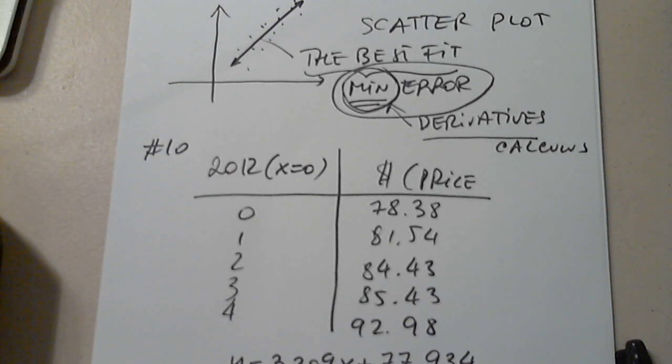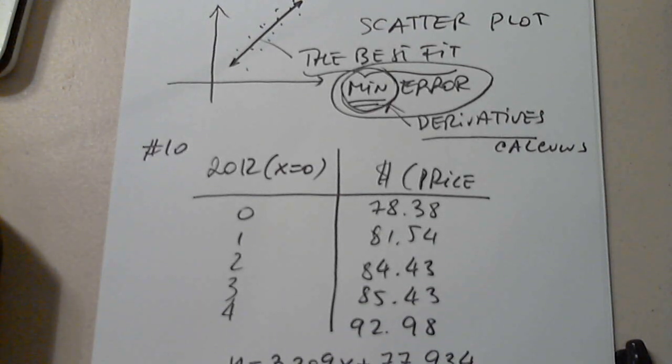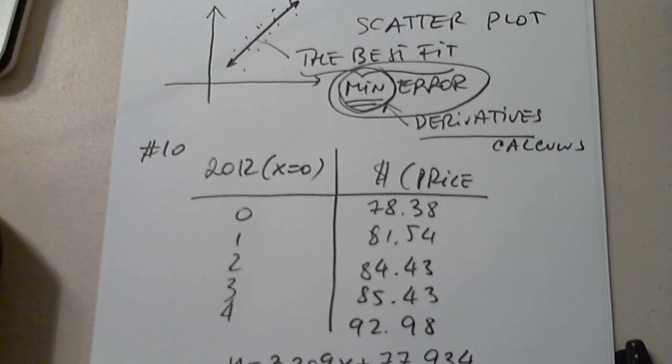So the second part of the problem says use the regression line to predict the average ticket price for the NFL game in 2020 and 2025. So for 2020 and 2025, I have to determine which year that is. So this was in 2012. This is 2012, 13, 14, 15, 16. I have to caution you because the range of the data here, from 2012 to 2016, may not be good enough to predict so far out in the future.